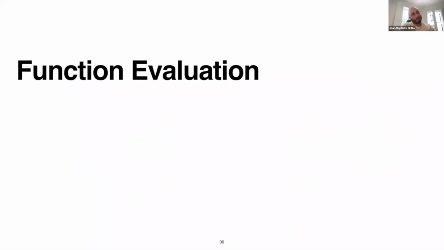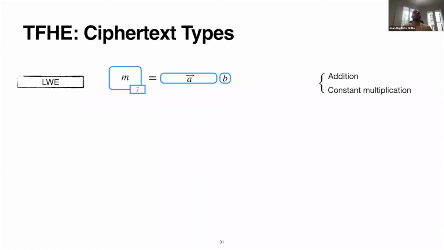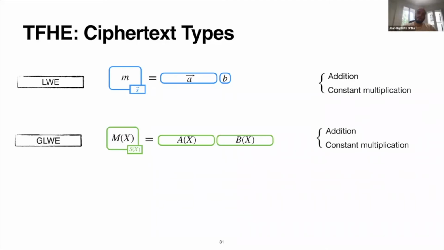Okay, let's now focus on a more complex subject, which is the function evaluation over large integers. So let's start with a little more precision about the TFHE scheme. In TFHE, there are many ciphertext types. There are the LWE, the ones we have been working on since the beginning of the presentation. There is the polynomial variant, called GLWE. This is the same thing, but we are working with polynomials.